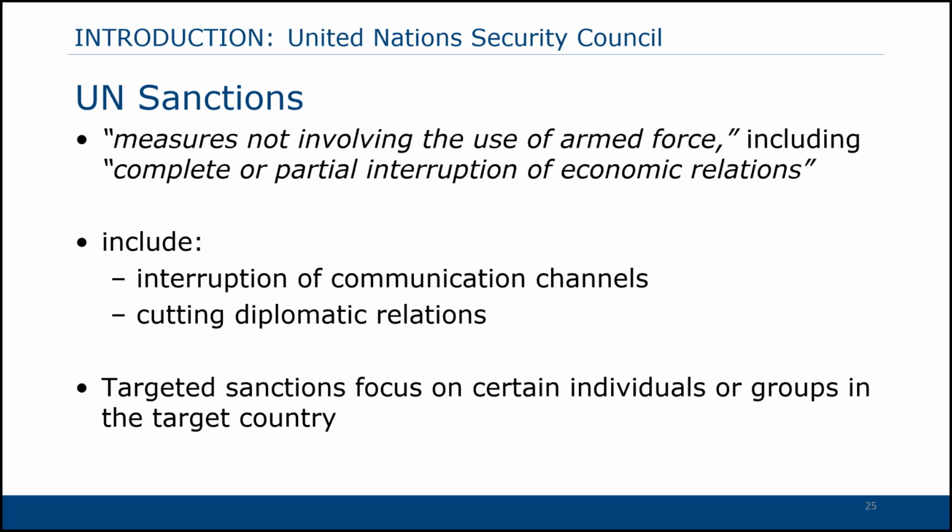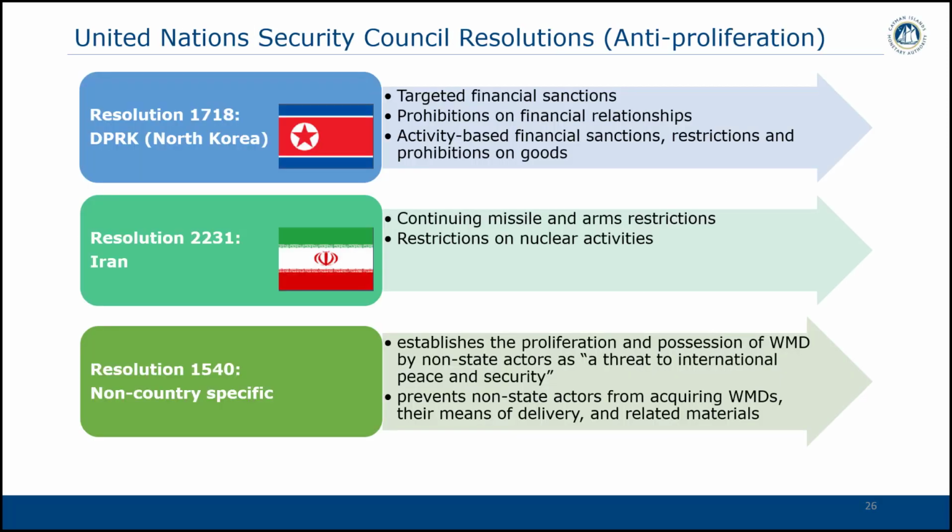Targeted sanctions focus on certain individuals or groups in the target country, the aim of which is to minimize unintended impacts of sanctions on civilian population. With its power to impose sanctions on member states, the UN Security Council has passed anti-proliferation resolutions. Among these resolutions are the country-specific resolutions 1718 and 2231 relating to the Democratic People's Republic of Korea or North Korea and Iran, respectively. Resolution 1540 is global in nature.